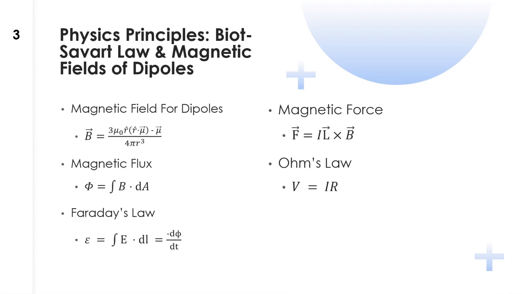Faraday's law is essentially that an induced current will be generated when there is a change in flux. So the EMF equals the negative of the derivative of flux over time. A magnetic force from a current is I L cross B, and Ohm's law says that voltage equals current times resistance.